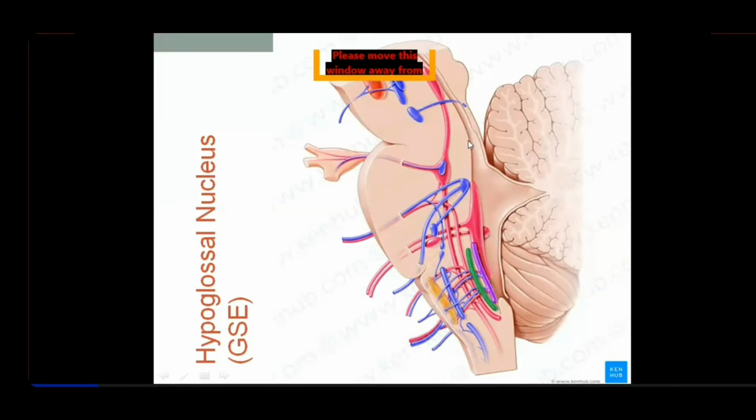So these are the few nuclei which are just below the floor of the fourth ventricle. This you will find when you will be taught about the fourth ventricle. So all these nuclei have impressions on the floor of the fourth ventricle: the facial colliculus, vestibular area, then vagal triangle and hypoglossal triangle. Okay. So from here, from the hypoglossal nerve nucleus, general somatic efferent nerve fibers will pass out. Okay.